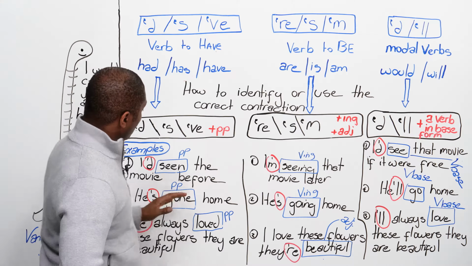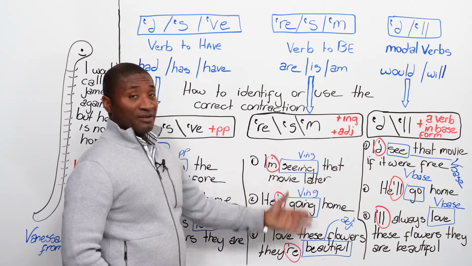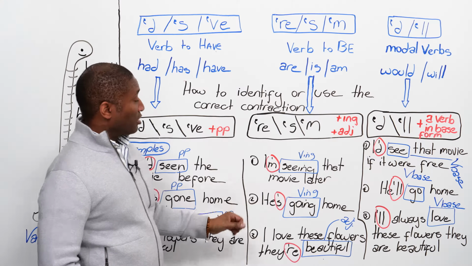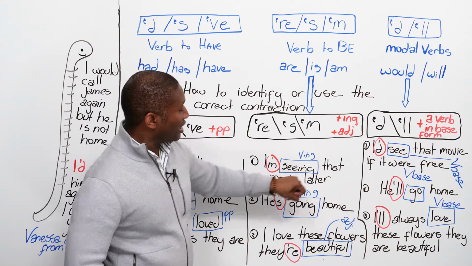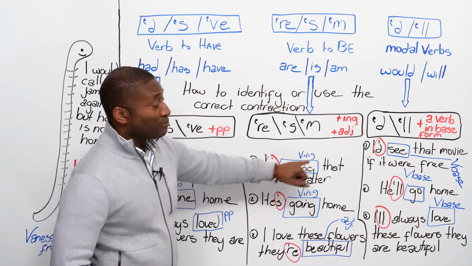What are the examples? Well, we're going to take the same sentences we have here and redo them in a fashion that we can see the difference. So here it said, I'm seeing that movie later. I am is followed by a verb to be, ing, that movie.